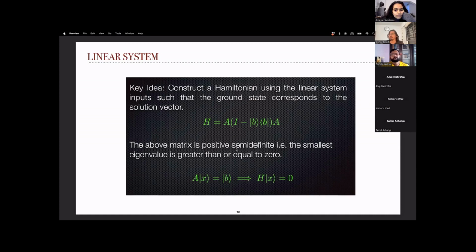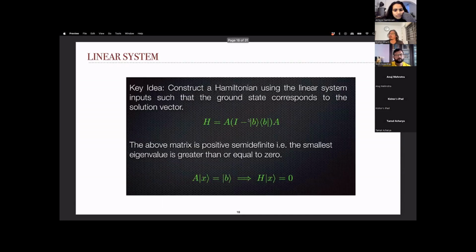And you can see that if your x solves the linear system, then H acting on x will be 0, because if you put an x here, then Ax equals B, and B is orthogonal to identity minus BB transpose. So you have 0 here. So basically you find the ground state of this Hamiltonian and you are done.